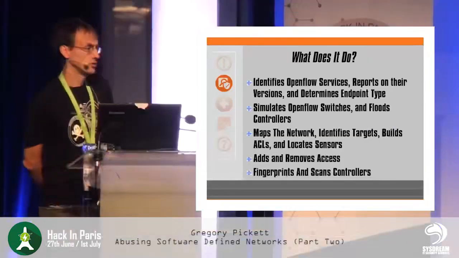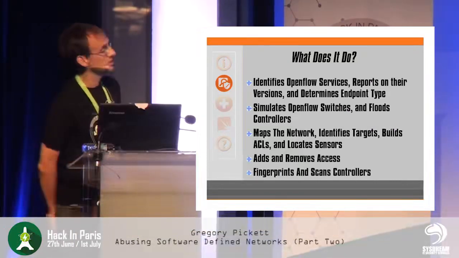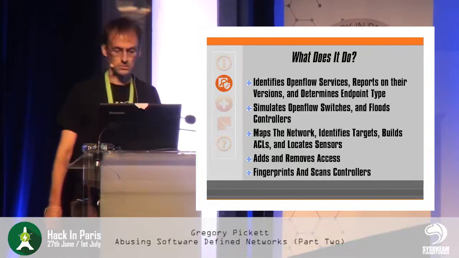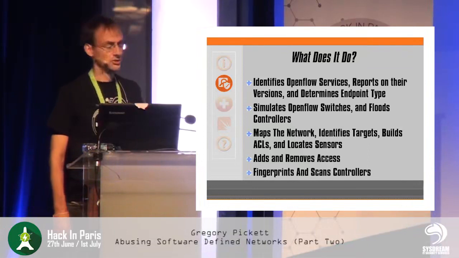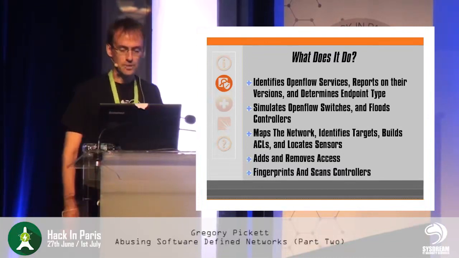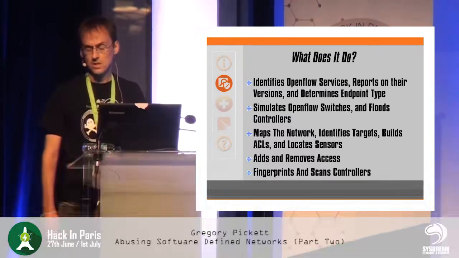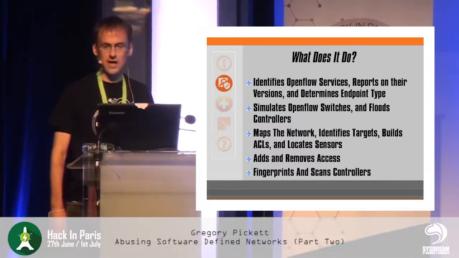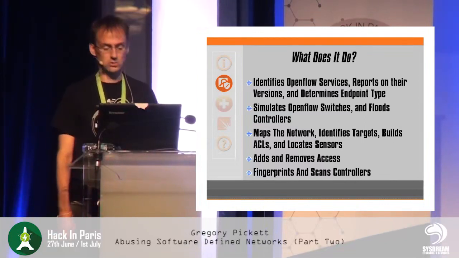All right, what does it do? It identifies OpenFlow services, reports on their versions, and determines endpoints. This is very much oriented toward testing. That is OFCheck and OFEnum. It simulates OpenFlow switches and floods controllers. That is OFSwitch and OFFlood. Right. Seems to make sense. It maps the network, identifies targets, builds ACLs, and locates sensors. That would be OFMap. It adds and removes access. That is OFAccess. And with OFScan, we are now able to fingerprint and scan controllers.